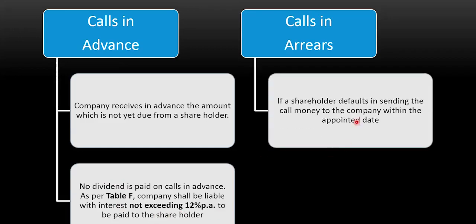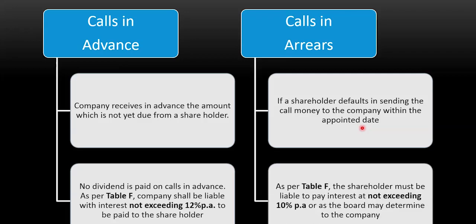Likewise, we have calls in arrears as well. Calls in arrears is kind of opposite of what is calls in advance. That is, if the shareholder defaults in sending the call money to the company within the appointed date, then that is said to be the calls in arrears. For example, the company has called the first call money, but the shareholder hasn't yet paid that call money. Then it becomes calls in arrears for the company, because that money was due from the shareholder, but they have not yet paid the same. Again, as per table F, the shareholder will be liable to pay the interest at not exceeding 10% per annum, or as the board may determine.